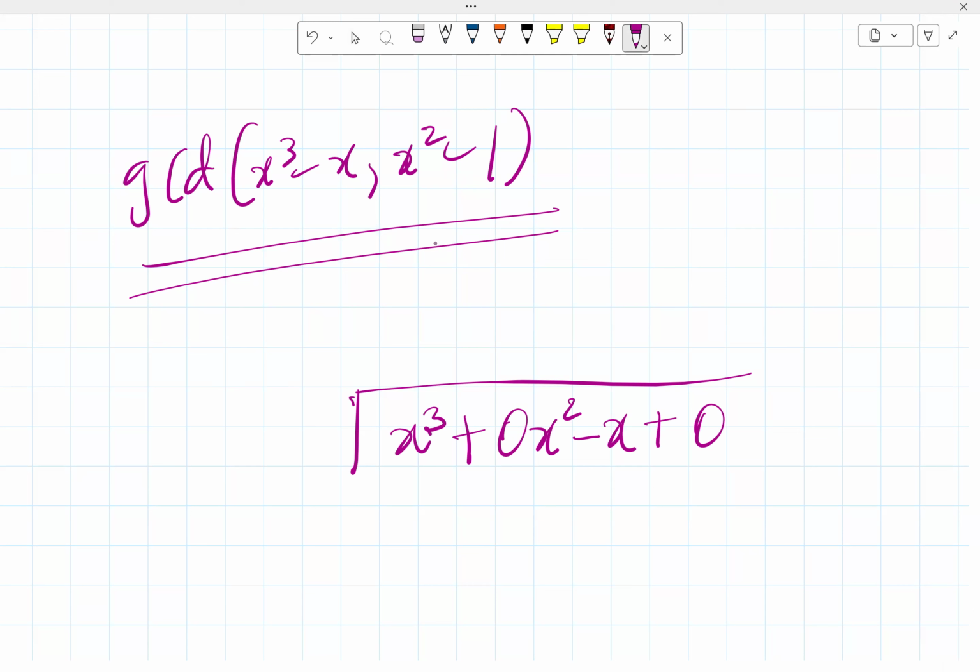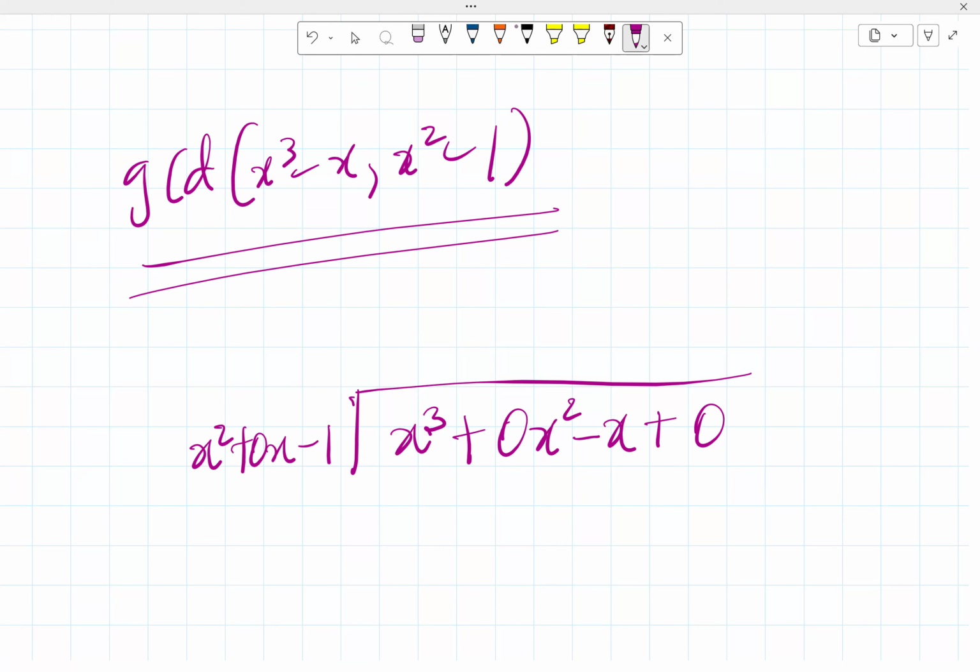And coming here now, for x squared minus 1, I think it's safer to write x squared plus 0x minus 1. Very important: you are dividing by the one with the smaller degree. So now let's go.